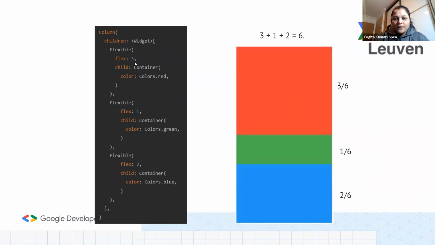Now flex 3, what does it give? It gives three parts of this column size to the red container. Again flex 1, one part to the green container, and flex 2, two parts of the screen to the blue container. So you can divide your screen according to the flex parameter. Like with expanded, we can divide our row and column equally among the children, but with flexible, we can divide the screen according to the flex parameter.